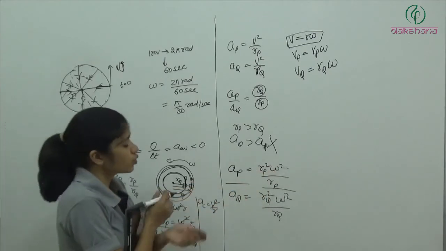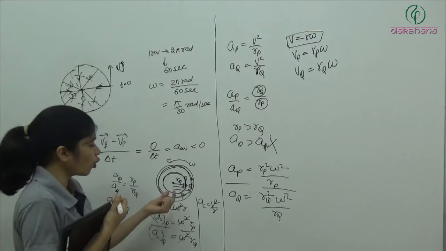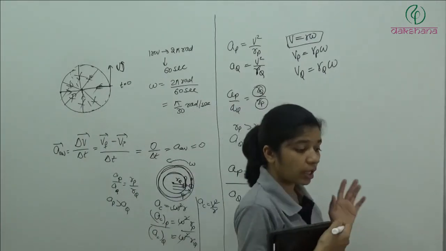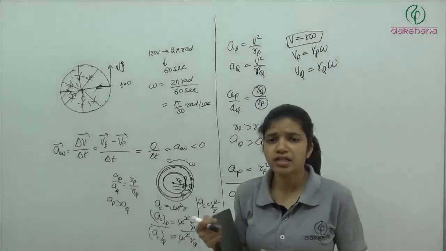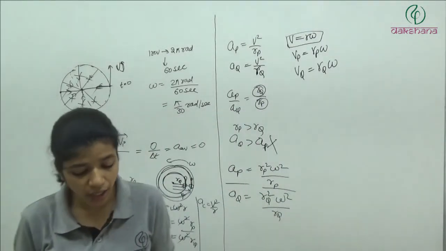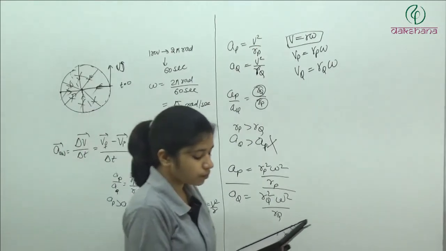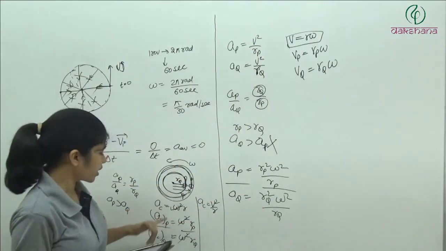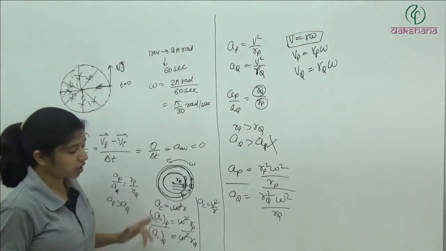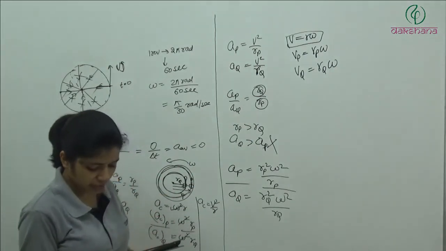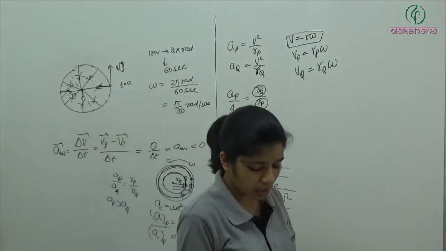Clear? So we will take care of whether omega is same or V is same. Sometimes you will have omega different and V same. Such cases will come. So you have to be careful whether velocities are same or angular velocities are same. So in this case, acceleration of P is greater than acceleration of Q. P has greater acceleration than Q. Option 3 is correct.